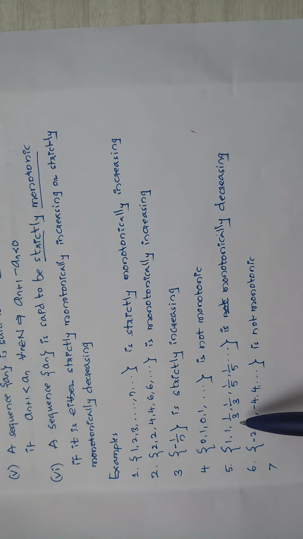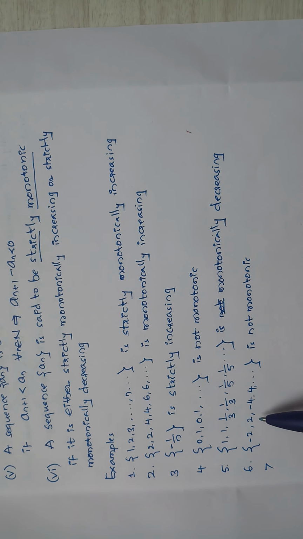Here the values are 1, 1, 1/3, and the next also decreasing, the next also decreasing. So the value of the sequence is decreasing. Next, minus 2, 2, minus 4, 4, minus 2, 2, like that. Here we don't know whether it is increasing or decreasing, and therefore it is not monotonic.